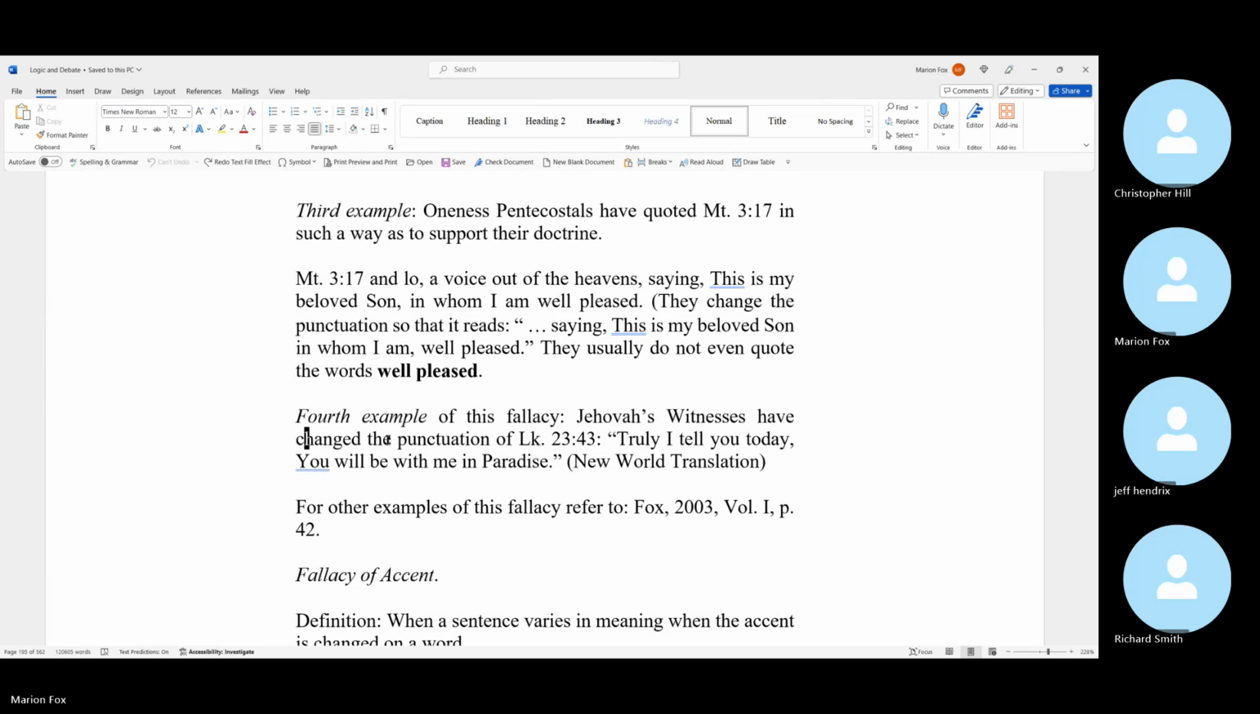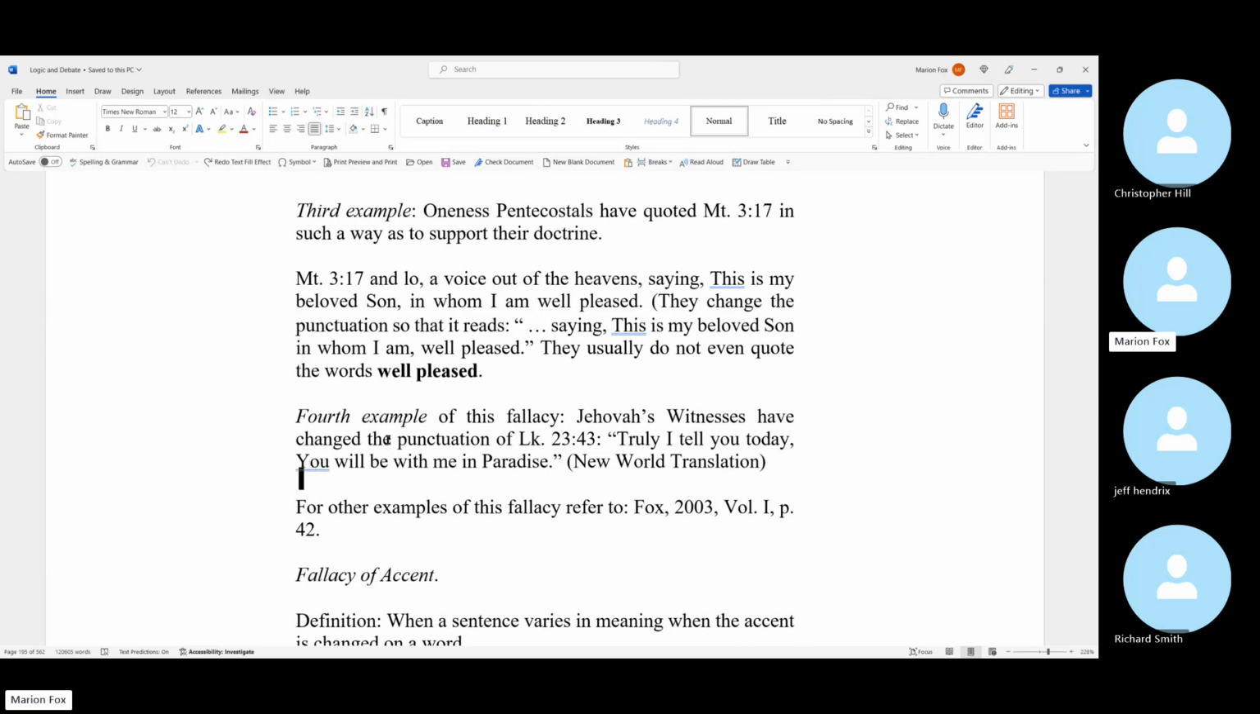So this, of course, I don't believe is an honest approach to the scriptures. Right? But I had to point this out to them in my debate with this Oneness Pentecostal on the number of persons in the Godhead. He says there's only one person. Father, Son, and the Spirit are the same person. Right? We have a fourth example of this fallacy.